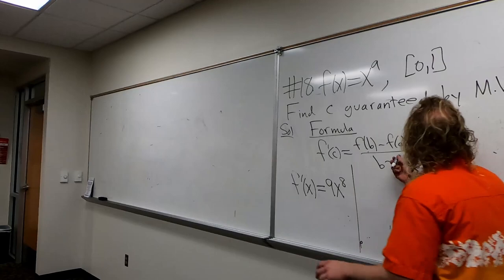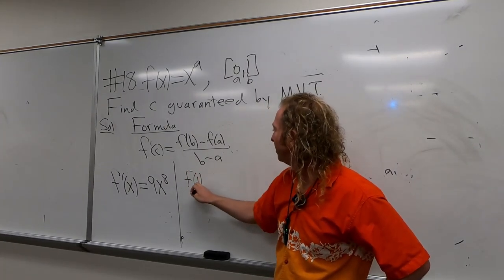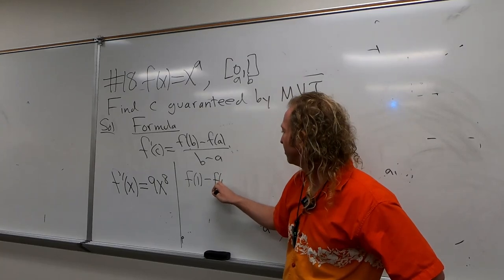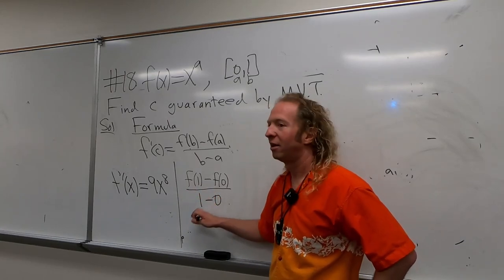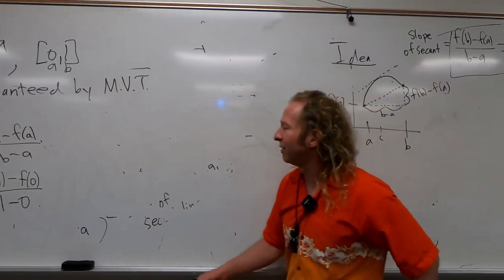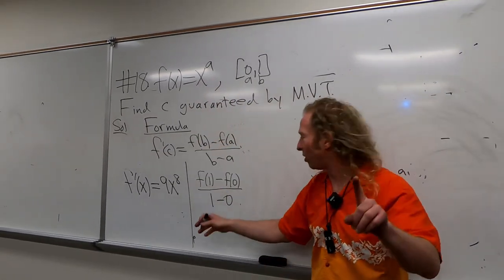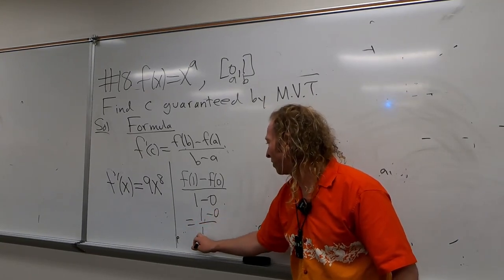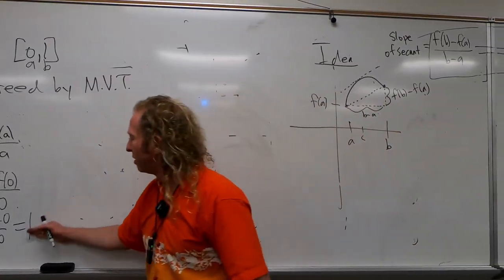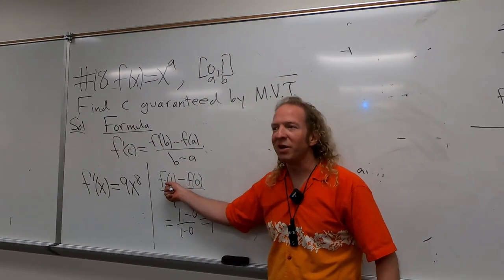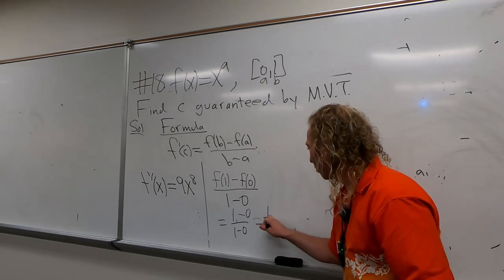Okay. So now we're going to use this. Our a is 0, and our b is 1. So we do f of 1 minus f of 0. Look, I'm going to mess up. I haven't made any mistakes today, have I? F of 1 is 1 to the 9th, so it's 1, minus 0, over 1 minus 0. Everyone see why it's 1? Because 1 to the 9th is 1. 0 to the 9th is 0. And then 1 minus 0 is 1. You get 1 over 1, which is equal to 1.